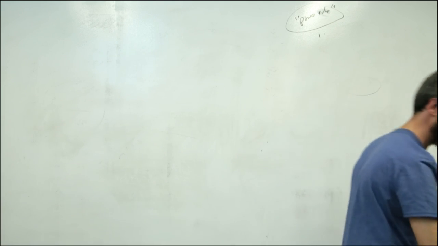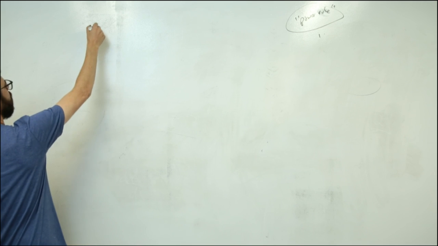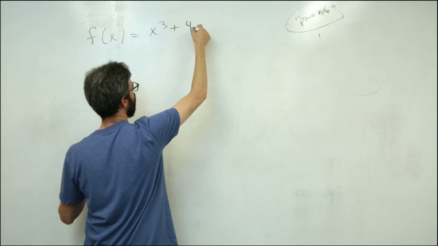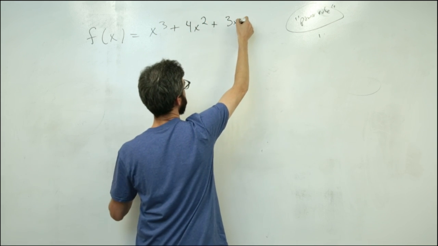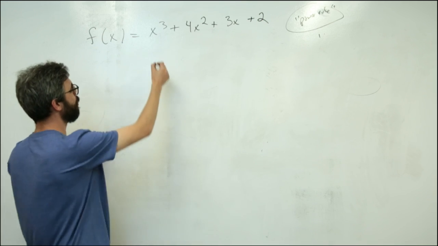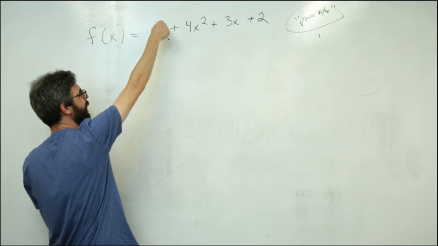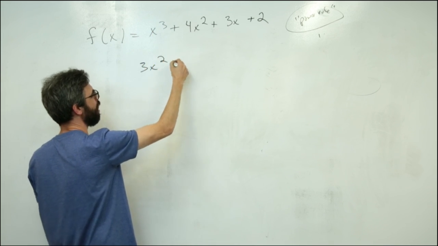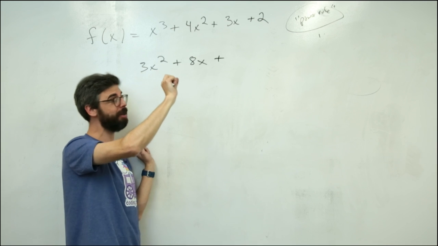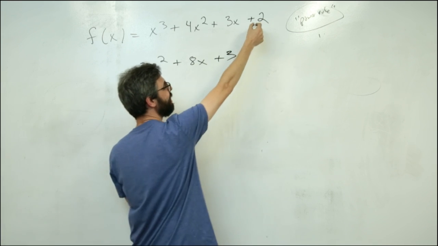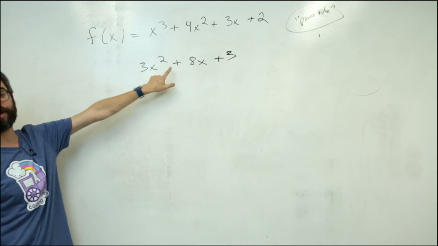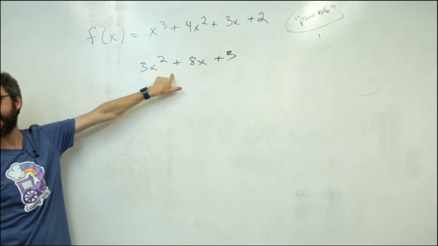The power rule says that if I have a function, f of x equals something like x to the third power plus 4x squared plus 3x plus 2, I can get the derivative of this function with the power rule. So the power rule says that I take the exponent, multiply it, and then subtract 1 from the exponent. So I have 3x squared plus 8x plus, in this case, 1, subtract 1, I get 0, and then multiply 1 by 3, and then this, I get nothing. I get 0. So I just get rid of the constant. So this would be the derivative of this particular function using the power rule.